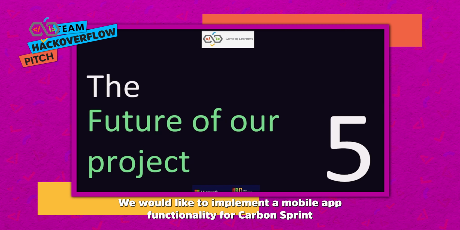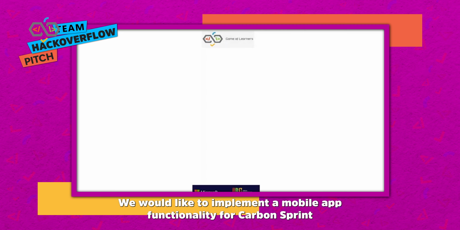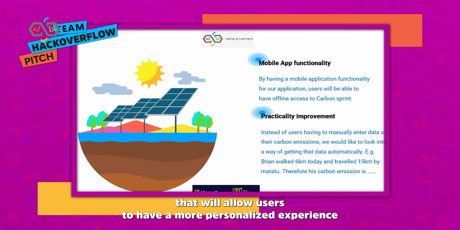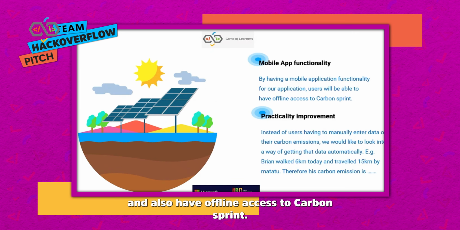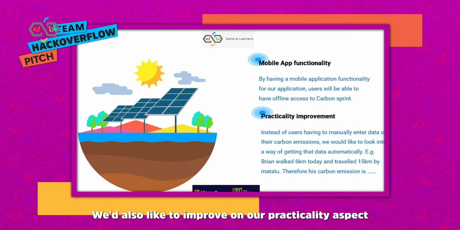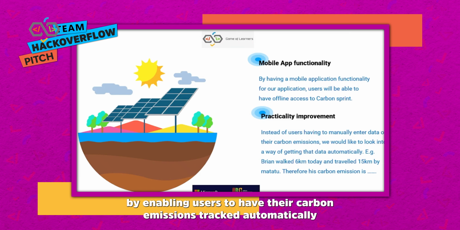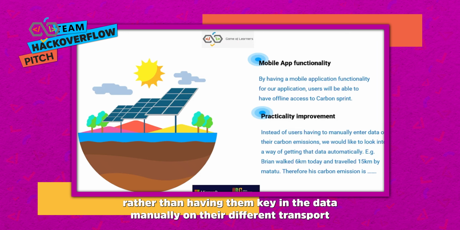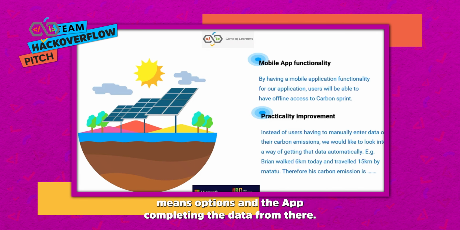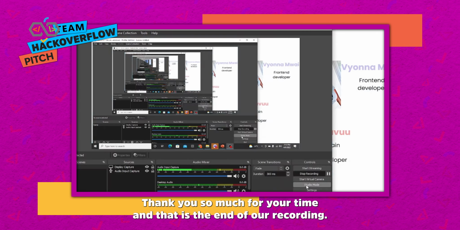In the future, we would like to implement a mobile app functionality for Carbon Sprint that will allow users to have a more personalized experience and also have offline access to Carbon Sprint. We'd also like to improve on our practicality aspect by enabling users to have their carbon emissions tracked automatically rather than having them key in the data manually on their different transport means options and calculating the data from there. Thank you so much for your time, and that is the end of our recording.